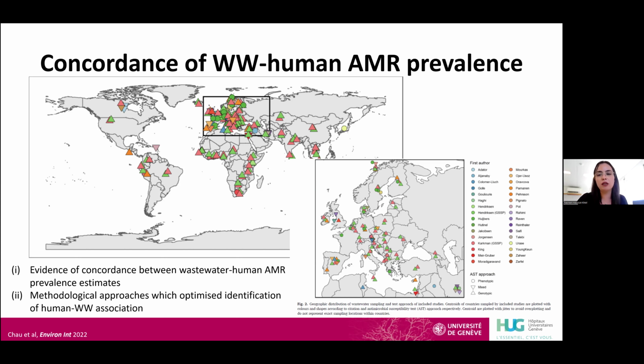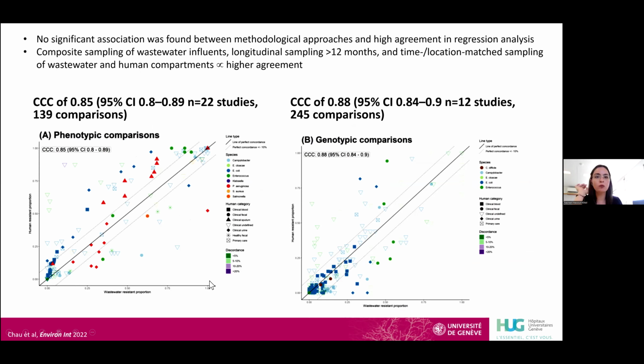So as you see in the right-hand figure, the different studies applied phenotypic or genotypic approaches to look at AMR in both environments. In total, there were 24 studies that provided quantitative information on both compartments, and 7 were phenotypic, and 1 provided only genotypic data, and 16 provided combined data.